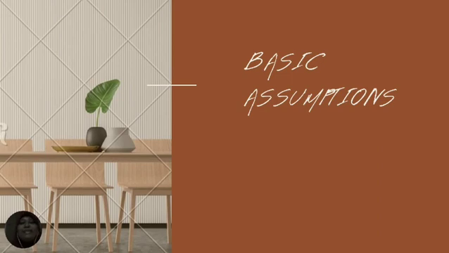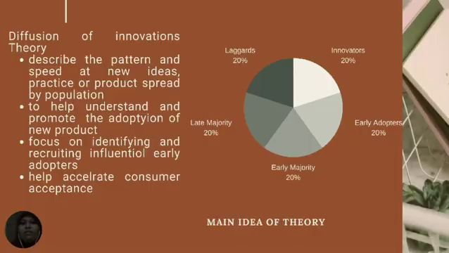Okay, we'll talk about the basic assumption. So we go first with the main idea of the theory. The main idea of the diffusion of innovation theory is to describe the pattern and the speed at which new ideas, practices, or products spread through a population. In marketing, this theory is often applied to help understand and promote the adoption of a new product.